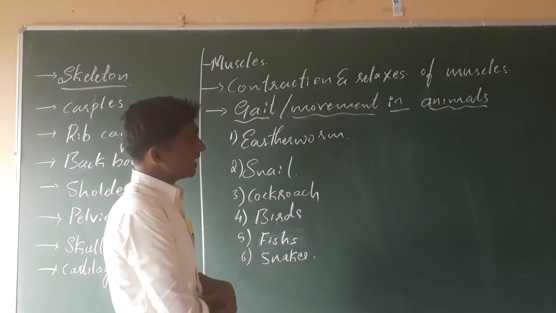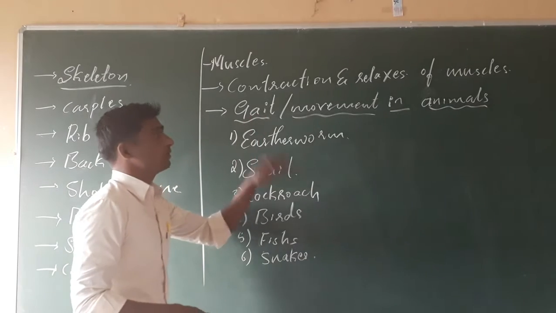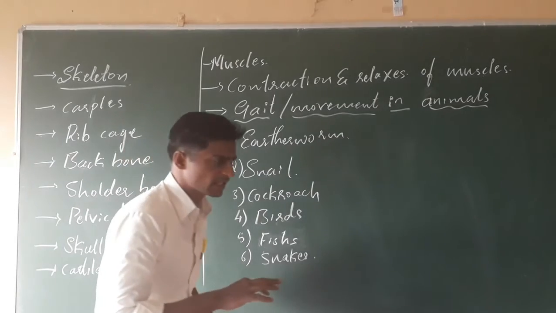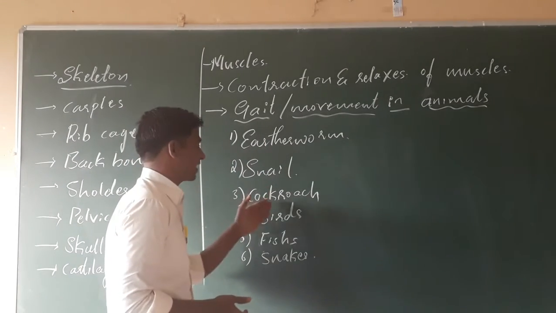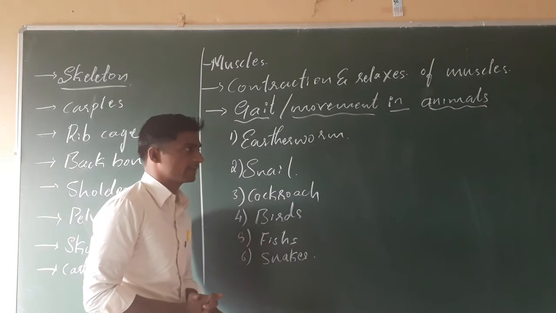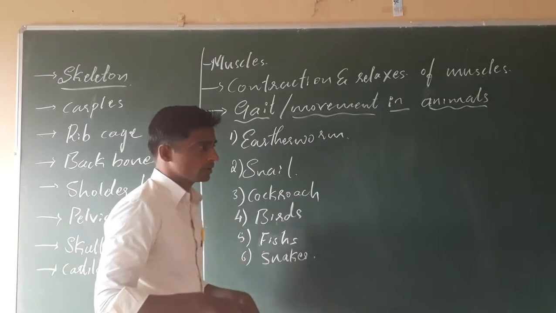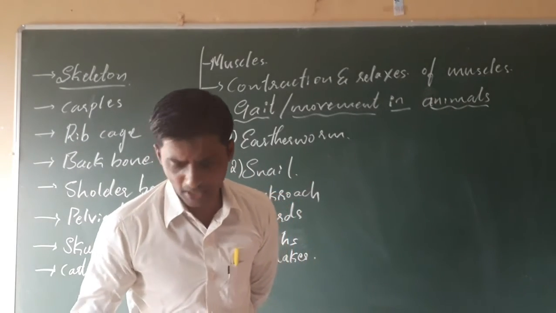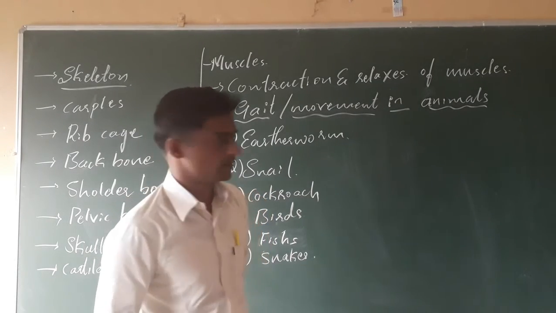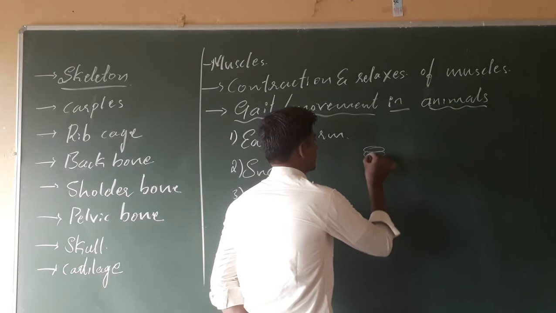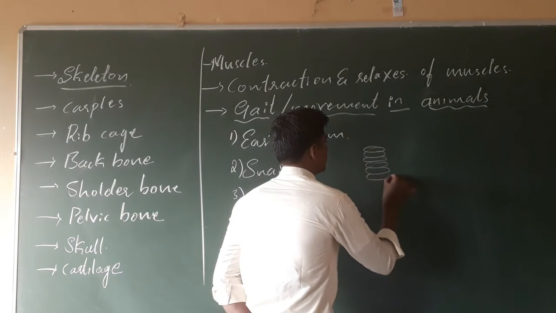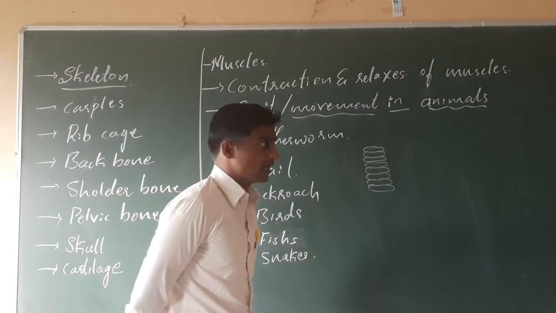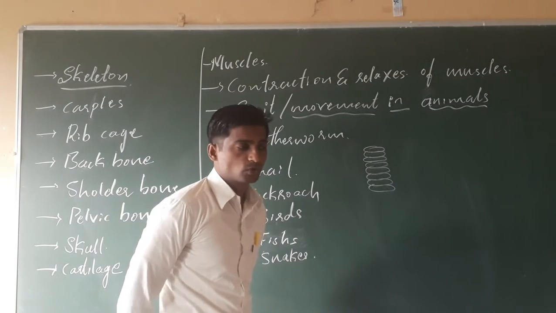Next, dear students, the movements in other animals. See how other animals like the earthworm, snail, cockroach, birds, fishes, and snakes move. They show movements. In the case of the earthworm, when we see it under the microscope or externally, a large earthworm, you will see ring-like structures. They are called segments. The earthworm has a number of segments. With the help of these segments, they show movements.